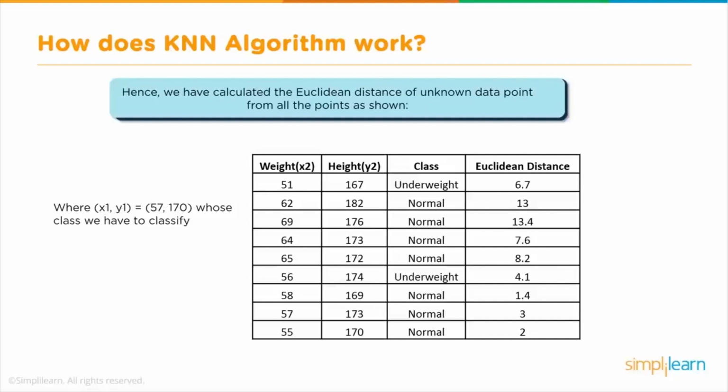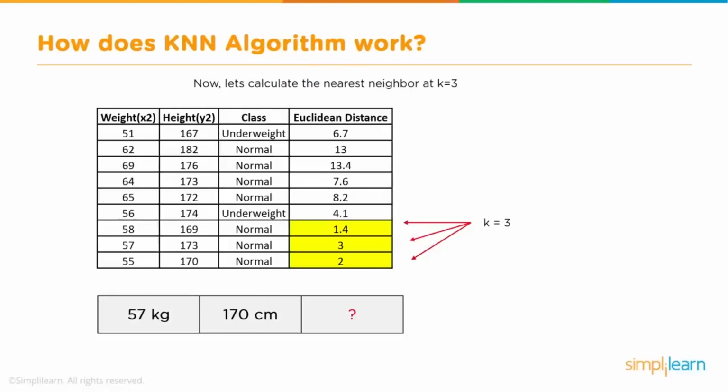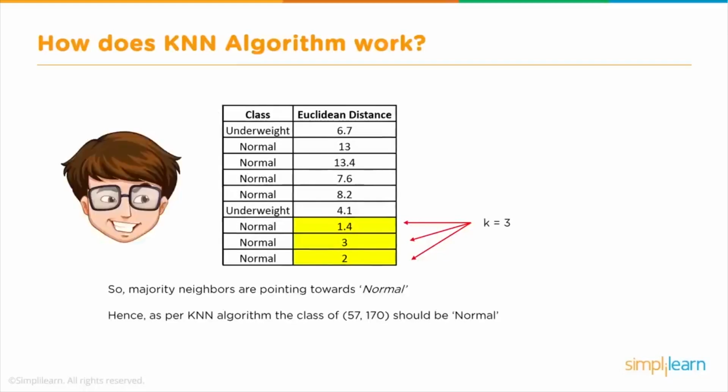So now we're looking at that, we're saying, well, here's the Euclidean distance. Who's going to be their closest neighbors? Now let's calculate the nearest neighbor at k equals 3. And we can see the three closest neighbors put them at normal. And that's pretty self-evident. When you look at this graph, it's pretty easy to say, okay, we're just voting. Normal, normal, normal, 3 votes for normal. This is going to be a normal weight. So the majority of neighbors are pointing towards normal. Hence, as per the KNN algorithm, the class of 57,170 should be normal.